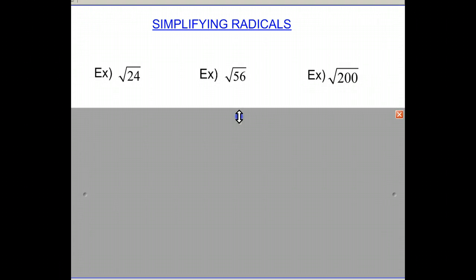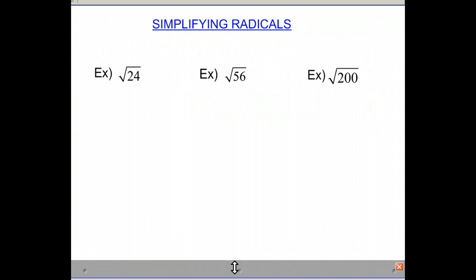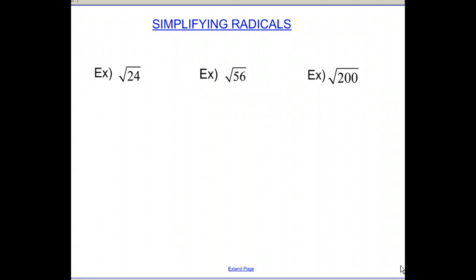And we'll take a look at some examples. So up here I have 3 examples. If we take a look at the first one, the square root of 24. Now if I take the square root of 24, it doesn't come out to a whole number. This is not something that we can just say, okay, whatever the square root of 24 is. But we can break it down to make it a little simpler.